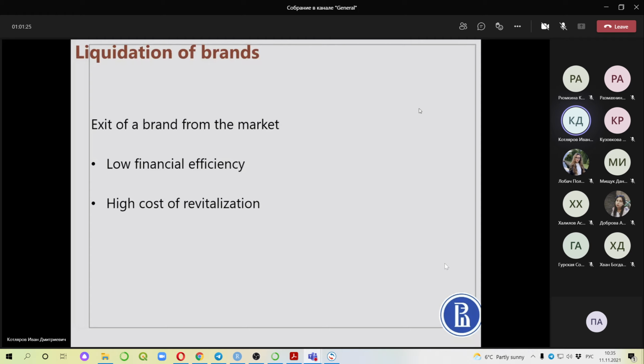In case of liquidation of a brand, this brand exits the market. Why can such a decision be taken by a company? There may be a low financial efficiency of this brand. So this brand demonstrates its inefficiency from the financial point of view, and there is no need for a company to continue using it. In addition, there may be a high cost of revitalization. Maybe we can revitalize this brand, we can try to revive it, but it requires too high a cost. And in this case, it is not logical for us from the economic point of view to invest money into this brand. This brand has no financial interest for us, so to say. And in this case, this brand should be stopped.